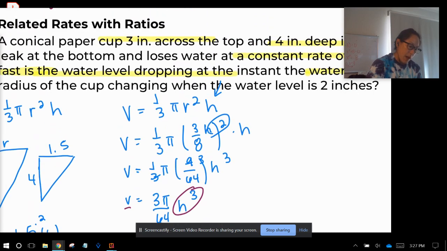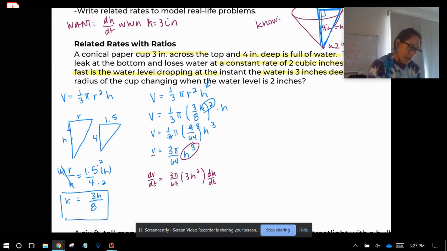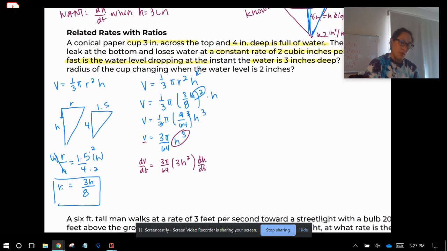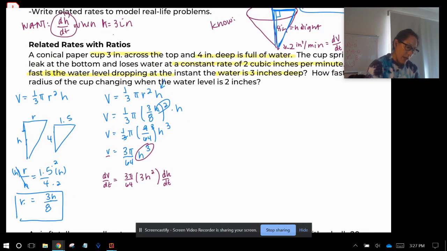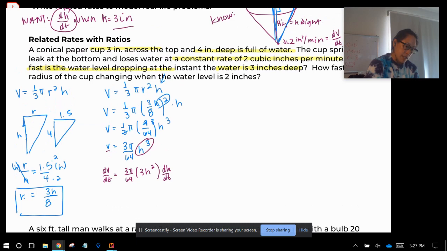And if we look back, I remember that I'm looking for dh/dt when the height is 3. I also know dV/dt is negative 2. So I'm going to plug in: negative 2 is equal to 3 pi over 64 times 3 times the height, which is 3 squared, times dh/dt.